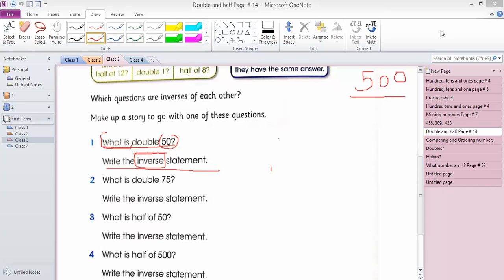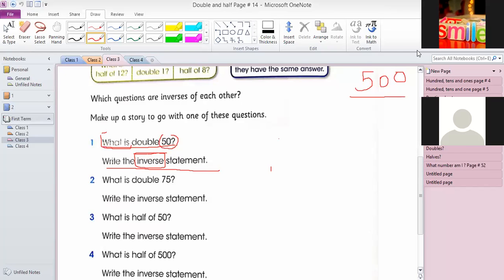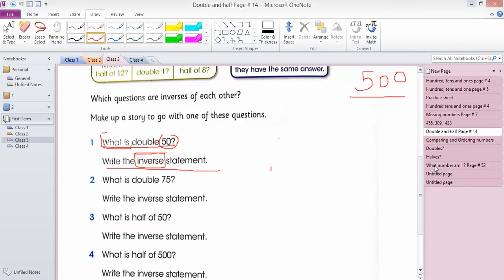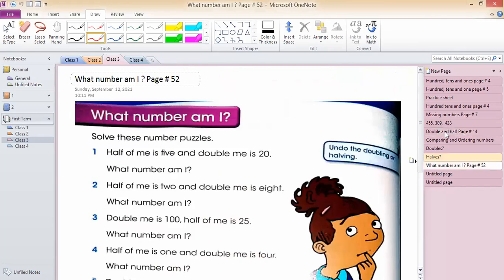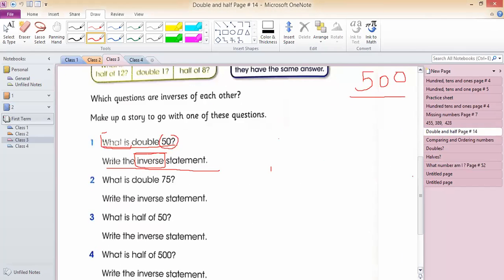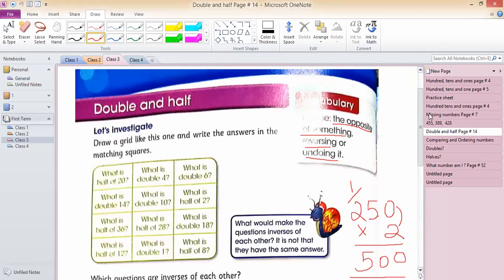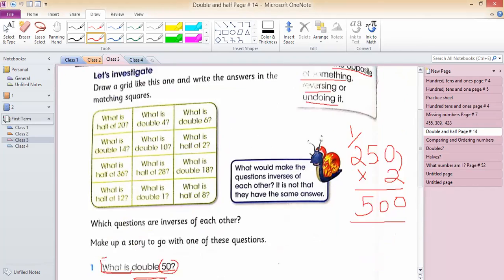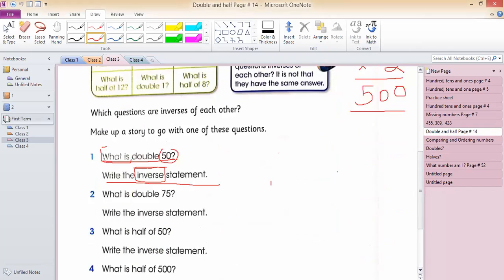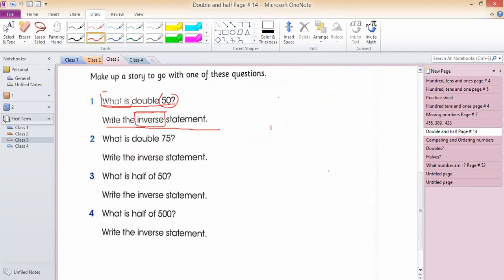Today we are going to start a new topic, that is "What number am I?" It is on page number 52. But before going to that, I would like to revise the previous class where we discussed double and half, as this is a very connected topic to "What number am I?" They both are interconnected. So double and half, there were questions number 1, 2, 3, 4.